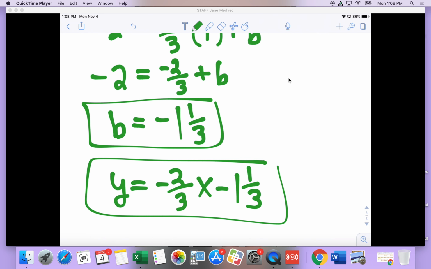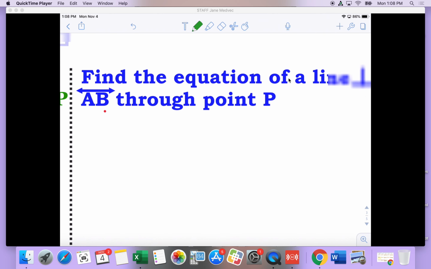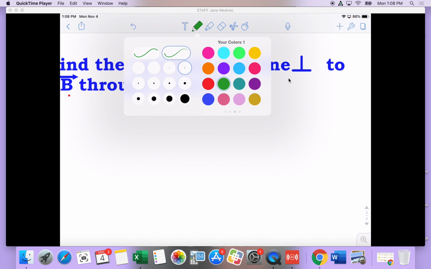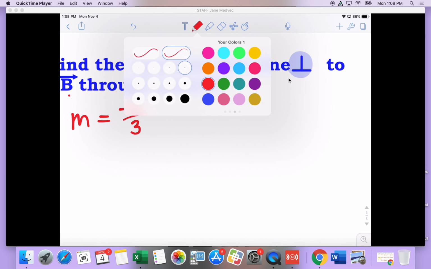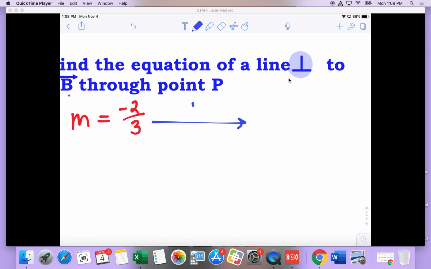You guys remember doing that last year? Kind of, sort of, maybe? All right, let's do perpendicular. The key on this one is they want you to do perpendicular, which is this. This is what this means. So the slope of the line from up above, AB, we said was -2/3, and I want to do perpendicular. So what's the slope of that new line?